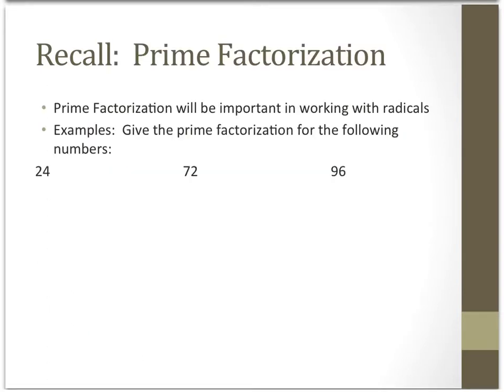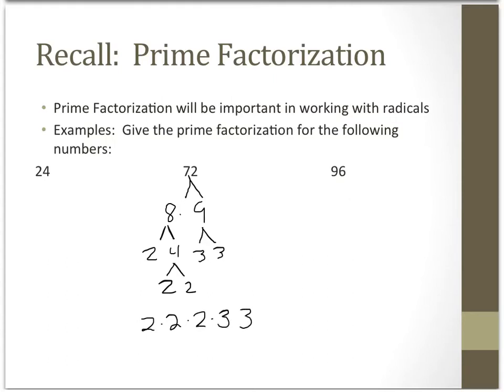Remember, if you want to be able to break down square roots, you have to know how to do prime factorization. So say something like 72 would be 8 times 9. Well, 8 is 2 times 4, 9 is 3 times 3, and 4 is 2 times 2. So 72 breaks down into 2 times 2 times 2 times 3 times 3. And remember, there is one and only one prime factorization for every composite number. And composite numbers are numbers that are not prime.